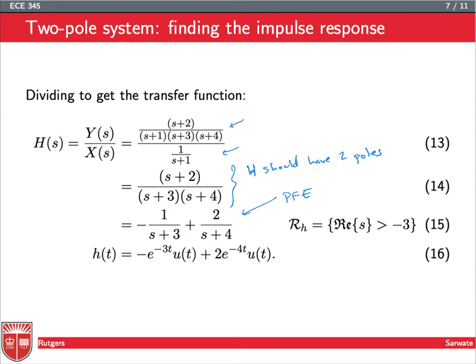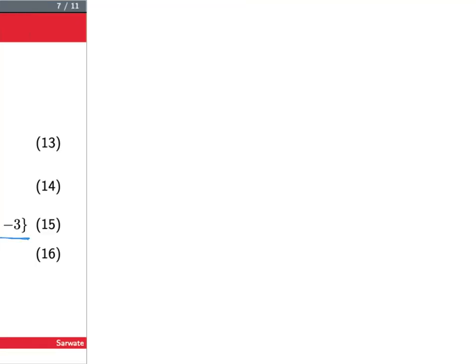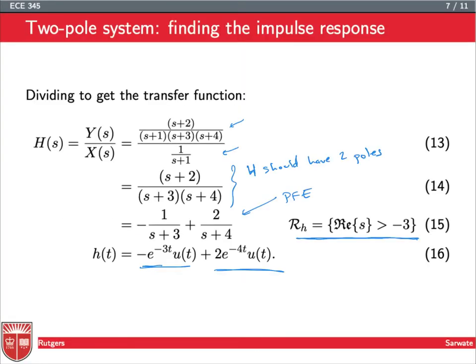And here we have to look at the ROC. The ROC for H, in order to be consistent, is going to have to be real part of s greater than minus 3, to make sure that we match the ROC for the output Y. Because remember, there's no pole at minus 1 in H. The pole at minus 1 comes from the input x. So this ROC for H is consistent with the original ROCs. Okay, so we just then take the inverse Laplace transforms. We get minus e to the minus 3t u of t from the first term, and then 2e to the minus 4t u of t from the second term.